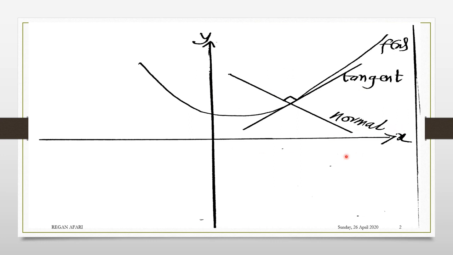So we have our x and y plane, and then we have our curve called f of x. Now a tangent is a line that touches a curve at one point. And another line that crosses the tangent at 90 degrees is called a normal.